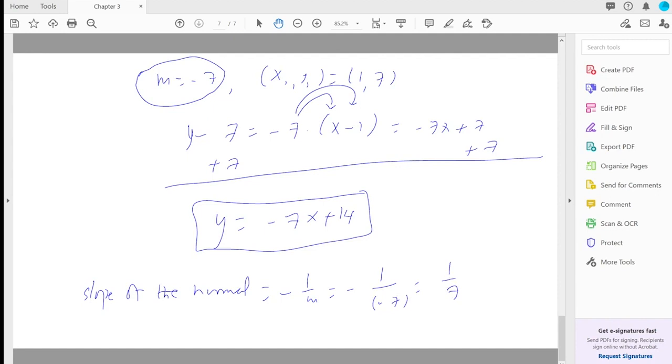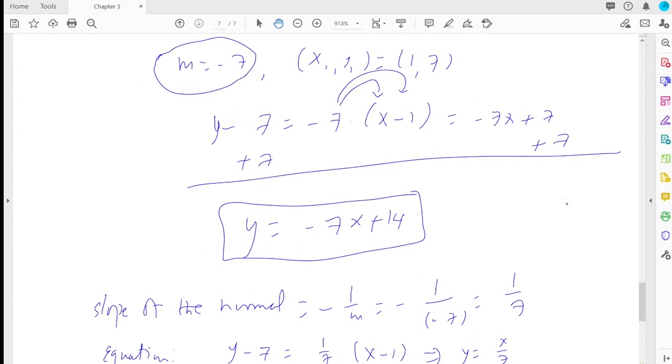Now the equation of the normal is the very same equation, but we just have to replace this slope by 1 over 7. So the equation, with the very same point, is y minus 7 equals 1 over 7 instead of -7, times x minus 1. So you just have to simplify this. Bring this 7 to the right side and simplify, for y, which is x over 7 minus 1 over 7 plus 7. That gives you positive 48 over 7. So this is the equation of the normal.